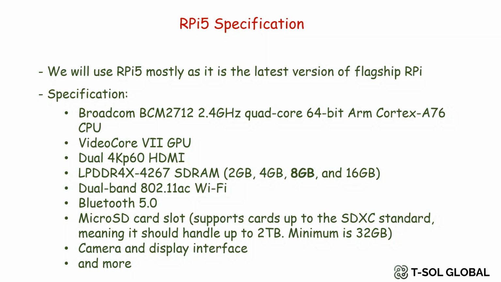It has dual band 802.11 AC Wi-Fi, Bluetooth 5. It also has micro SD card slot. So it supports cards up to the SDXC standard, which means it can handle up to 2 terabyte, and the minimum size is 32 GB. So we'll sometimes use 64 GB or 128 GB for this series. It also has camera and display interface and many other different options. So next we'll show how to install the operating system for Raspberry Pi 5.